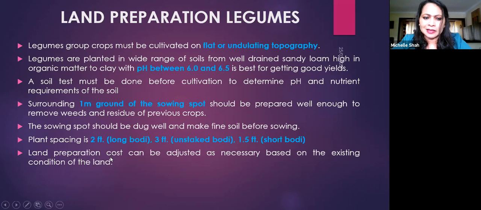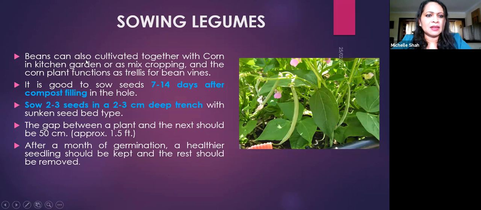Sowing of legumes. The beans can be cultivated together with corn in a kitchen garden or as mixed cropping, and the corn plant functions as the trellis. It is good to sow seeds 7 to 14 days after filling the hole with compost. So sow two to three seeds in a 2 to 3 centimeter deep trench with sunken seedbed types. The gap between one plant and the next should be about 1.5 feet, as I mentioned before, for the short Bodhi. After a month of germination, the healthiest seedling should be kept and the rest should be removed.